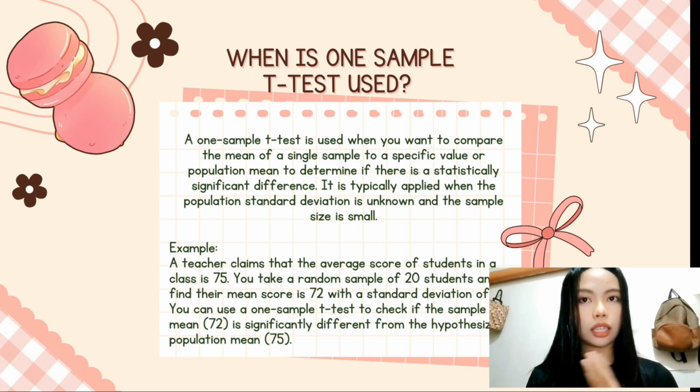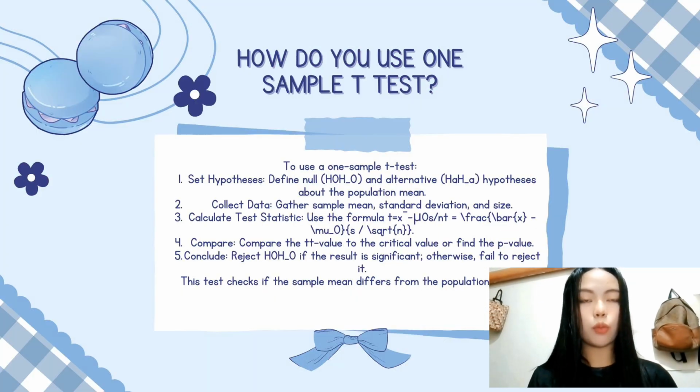Example: a teacher claims that the average score of a student in a class is 75. You take a random sample of 20 students and find their mean score is 72 with a standard deviation of 5. So you can use a one sample t-test to check if the sample mean 72 is significantly different from the hypothesized population mean. So here's how to use a one sample t-test step by step.